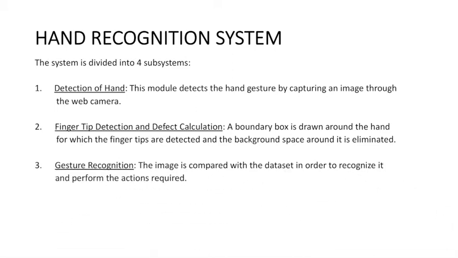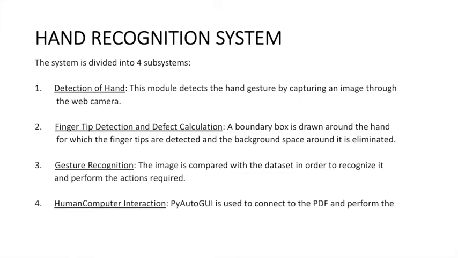Third is the gesture recognition. The image is compared with the data set it has, in order to recognize it and perform the actions required. Fourth, there's an interaction between the human and computer. This is achieved by the command PyAutoGUI, which is used to connect to the PDF and perform the required action.